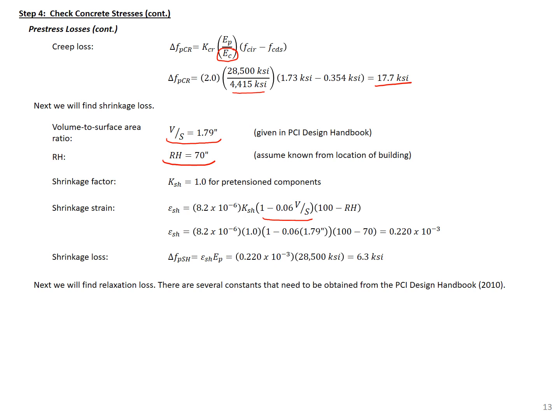You can see here that a larger volume to surface area ratio is going to decrease our shrinkage. Our double T has a volume to surface area ratio of 1.79. The units are inches when we plug it in, and we have a relative humidity of 70%. So we just plug a 70 into the equation. We find a shrinkage strain, and then we take that strain times our modulus for our prestressing to get our total shrinkage loss.